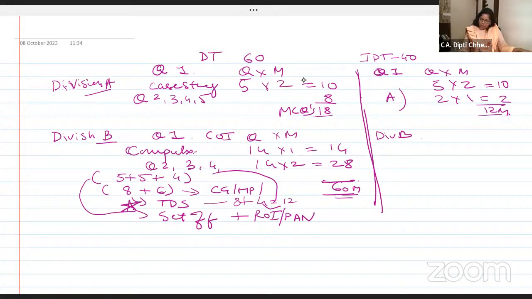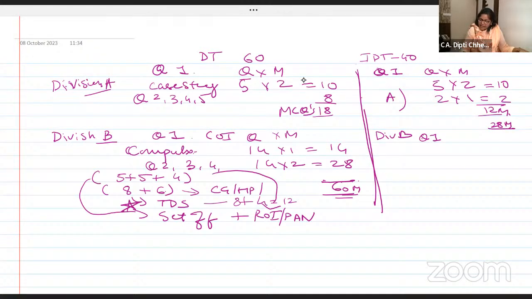So here, question number 1 is compulsory. Yeah, this division B is for 28 marks. And question number 1 is compulsory for 8 marks.